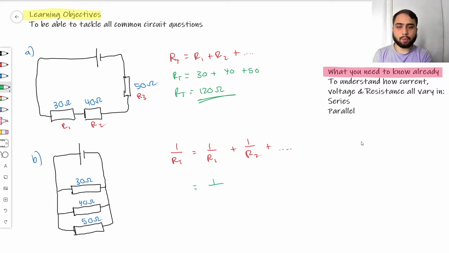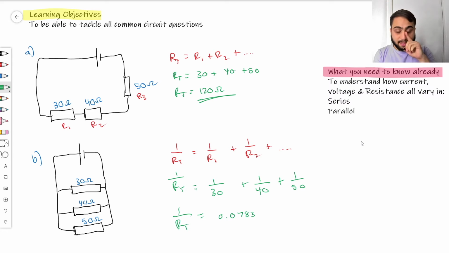So here we have 1 over RT equals 1 over 30 plus 1 over 40 plus 1 over 50. This actually all ends up adding up to 0.0783. Now in physics we tend to always keep all of your calculator values in their full form. Don't round as you're doing calculations, always round right at the end, because if you round halfway through your calculation, that carries an error that could throw off your final answer. So 0.0783 is actually 1 over RT.